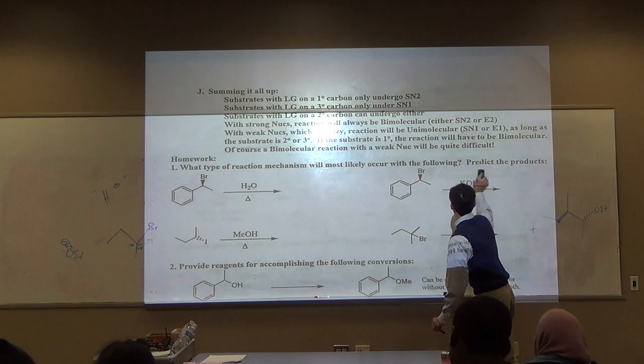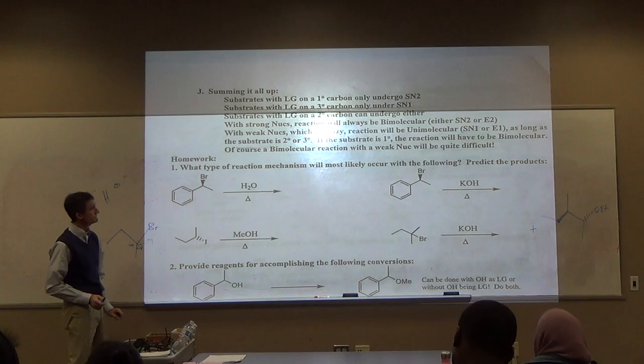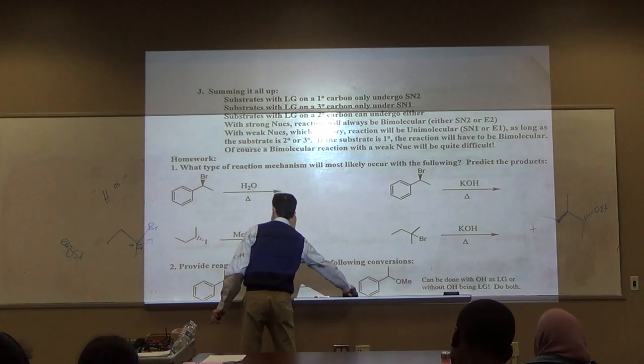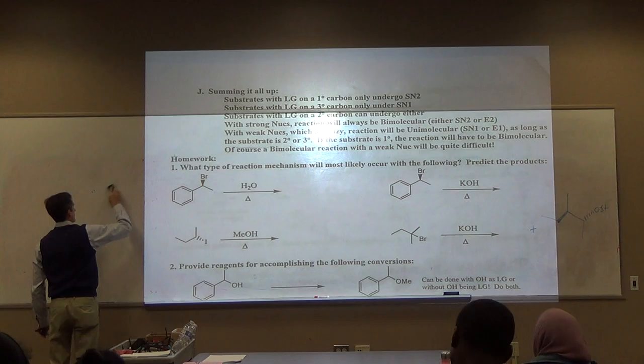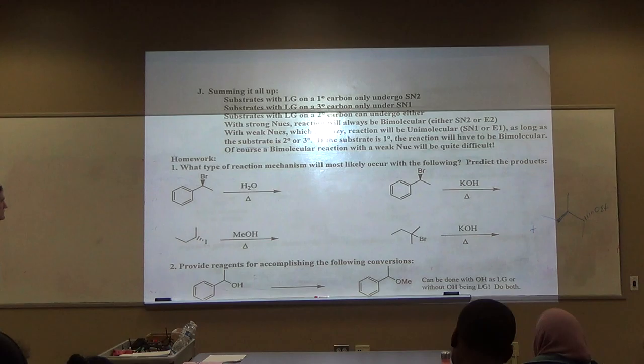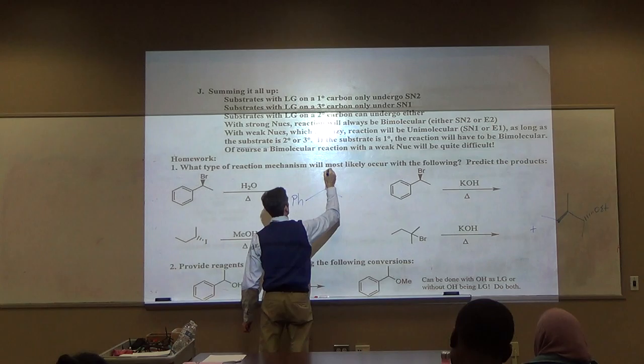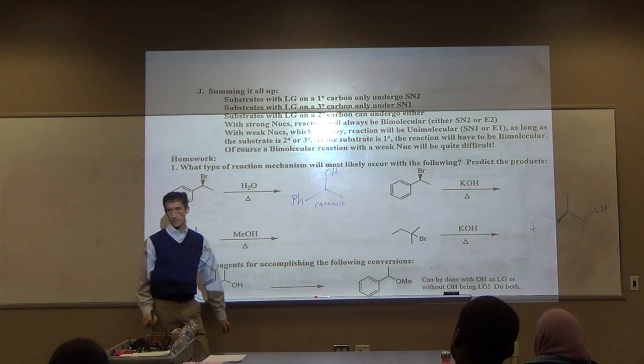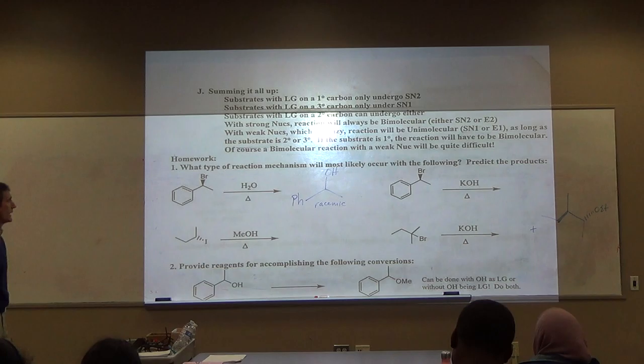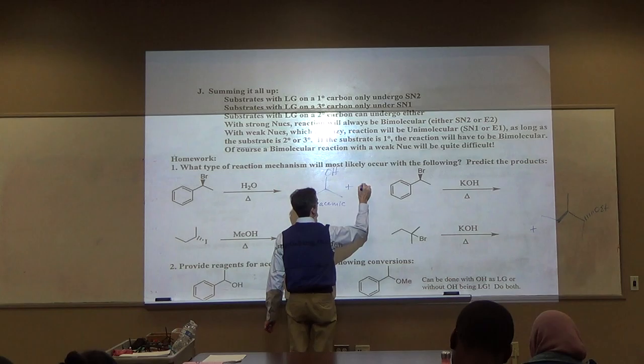Okay, what type of mechanism will occur? Show the product here, including stereochemistry. Make that alcohol racemic, and we're going to completely balance this out. What else is formed here? HBr. HBr, okay. How about the second one over there?